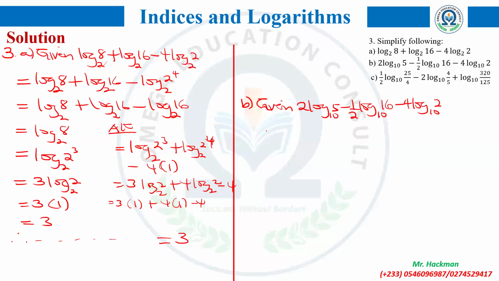So at this point, what do we have? This will be equal to, do we have a common base? Three log terms, a common base of 10, right?